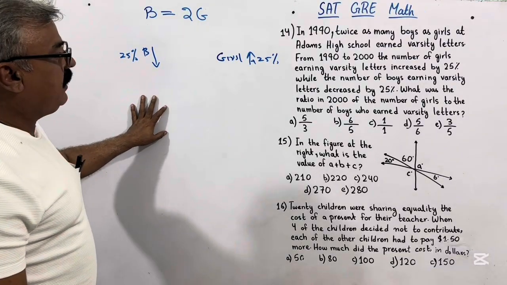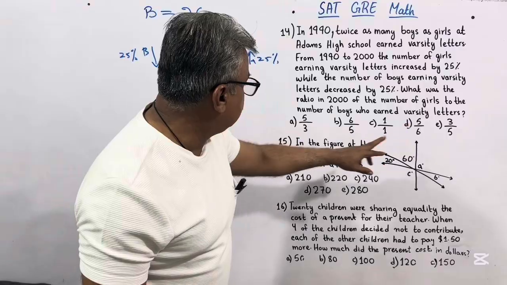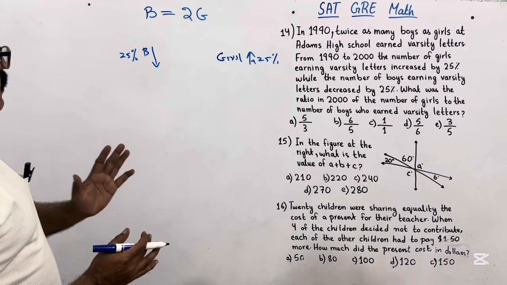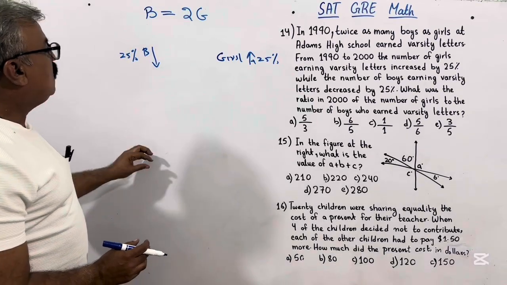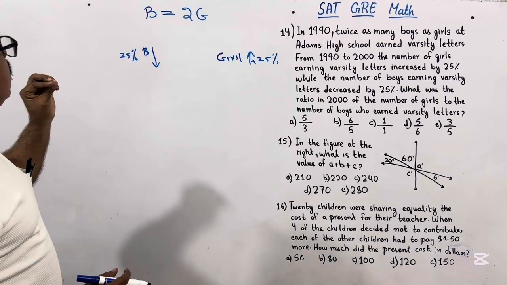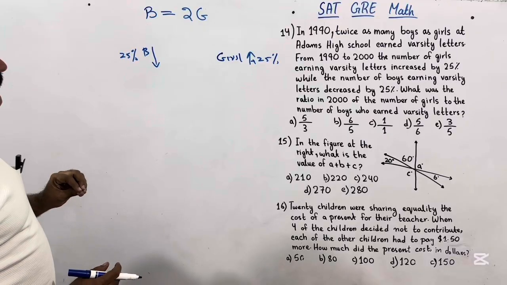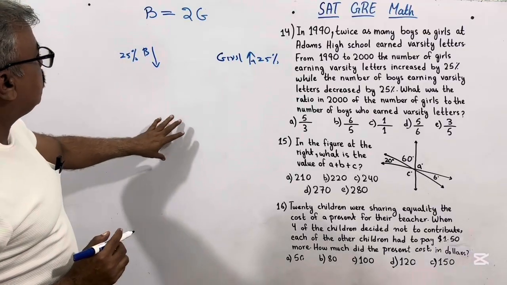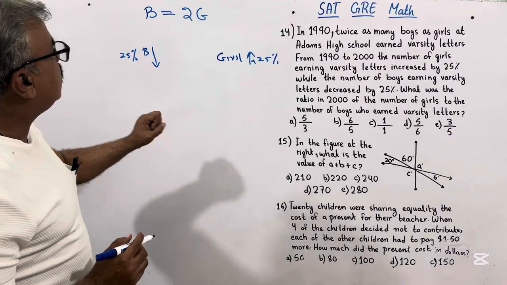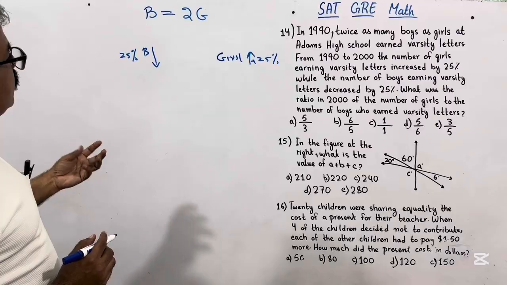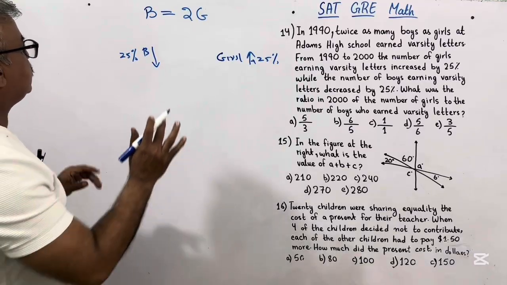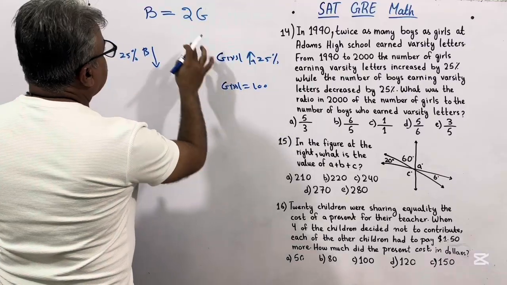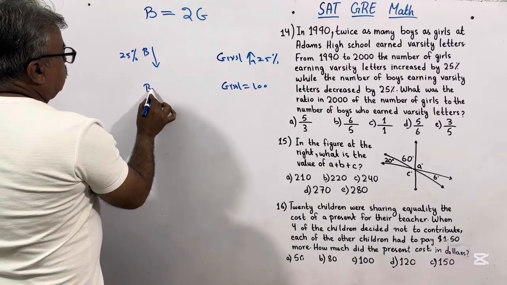Now we have to calculate the ratio of the number of girls to the number of boys who earned varsity letters in 2000. Here we don't have the number of boys and girls or the total number of students. It is not given to us. In case of percent, if total is not given, then 100 is the magical figure to be utilized to arrive at some result. Suppose girls are 100, boys are double the girls, boys are 200.